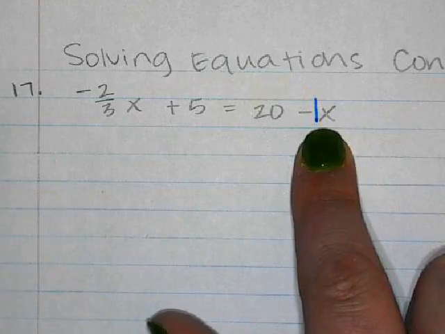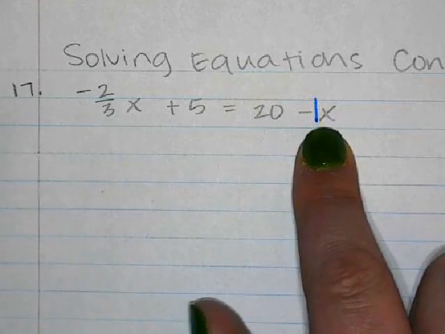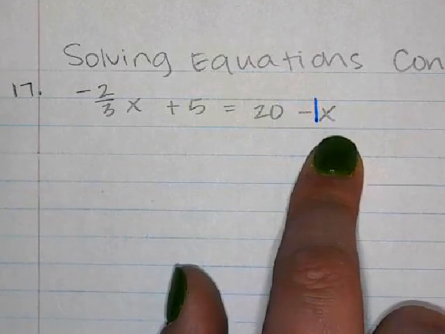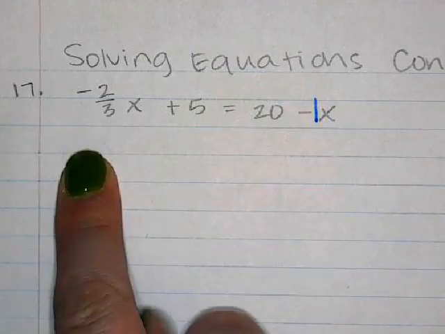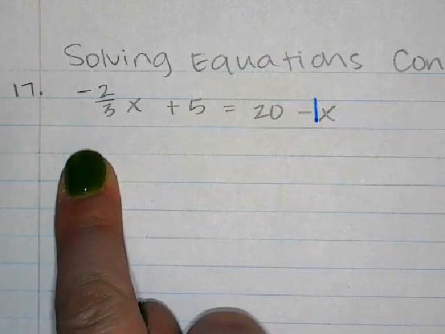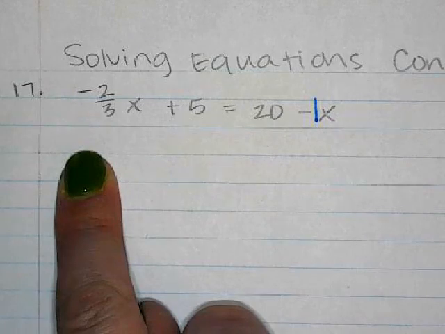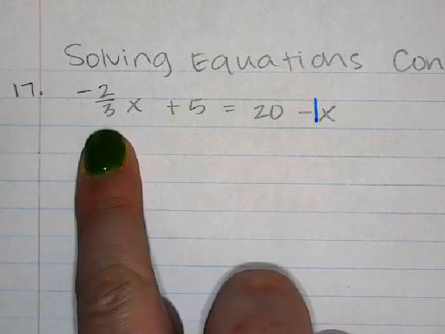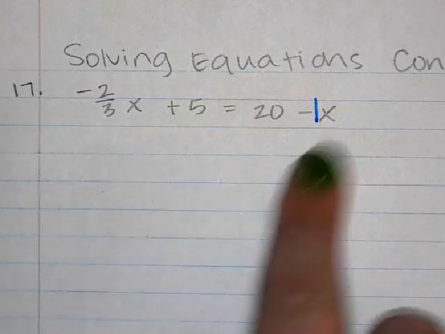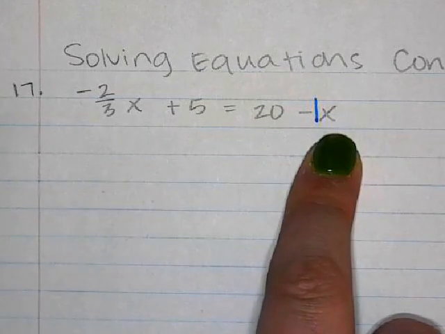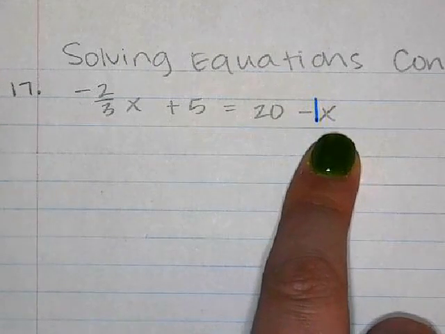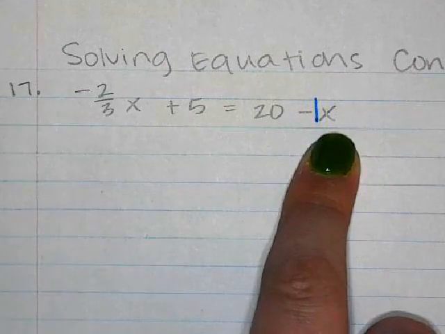So if we wanted to get the x's to one side, would you guys rather take these x's right here and move them over to the right side, or do you want to take these x's and move them over to the left side? What would you guys rather do? Move them to the left or move them to the right? I heard one of each, so we need a tiebreaker. Move them to the right.